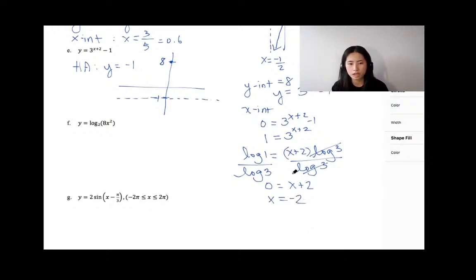So your x-intercept is going to be right here, which is negative 2. You know that your function is approaching negative 1, so you're going to graph something like this.